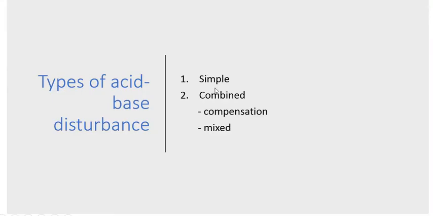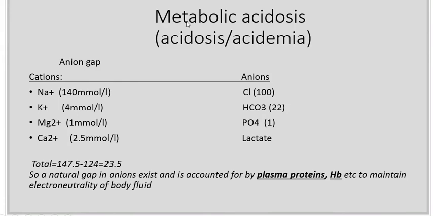So let's talk about the types of acid-base disturbance. There are basically two broad types of acid-base disturbance. You can have simple disturbance or a combined disturbance. A combined disturbance can either occur as a compensation or as mixed. I'll tell you shortly. So now let's look at the simple disturbances. There's something called metabolic acidosis, four of them: metabolic acidosis, metabolic alkalosis, respiratory acidosis, and respiratory alkalosis.